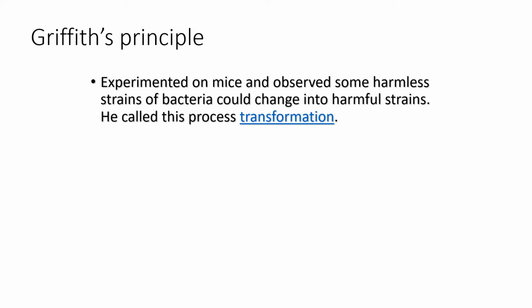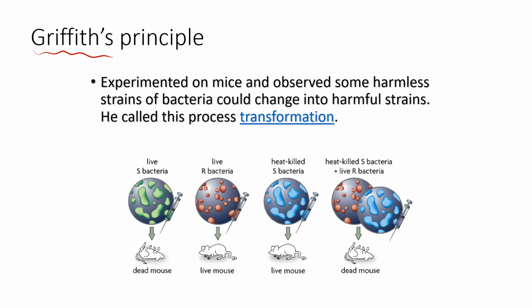So there were several people whose work accumulated into the discovery of DNA. One of the first ones we're going to talk about is Griffith. He basically experimented on mice, and he observed some harmless strains of bacteria that could change into harmful strains. And this process he called transformation.